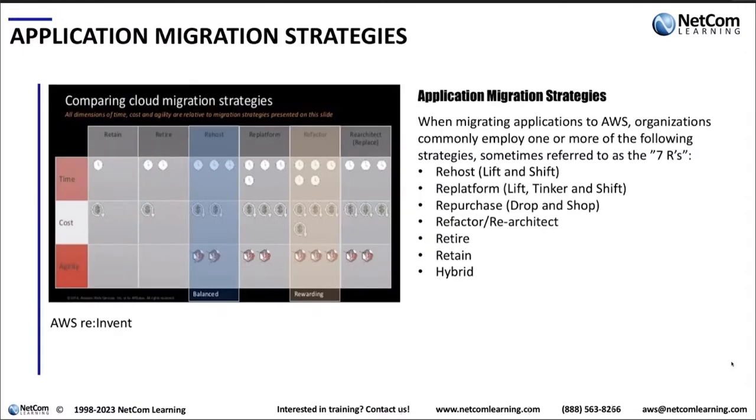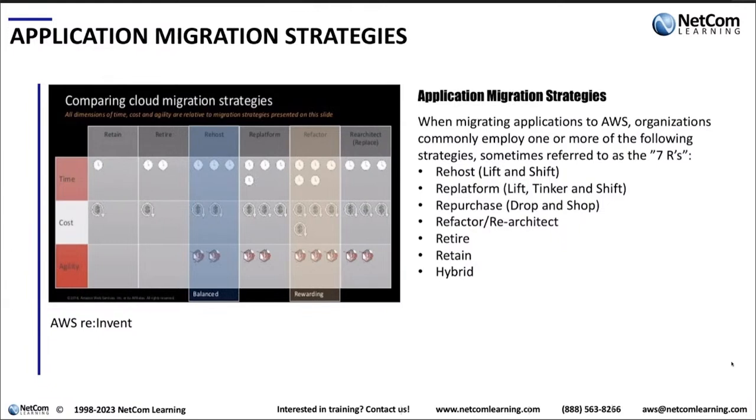All right, so application migration strategies. It's usually called the 6 R's. I put 7 R's in there, but the last one is not an R. But anyway, there is rehosting, replatforming, repurchasing, refactoring, retiring, retaining, and hybrid. I'll go over each and every one of these.